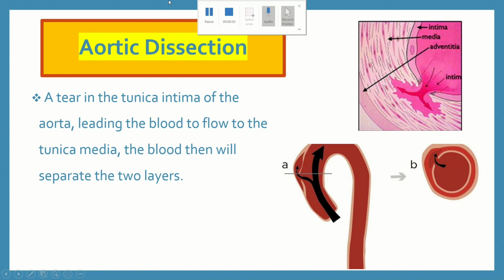Now, talking about the aortic dissection, which is caused by a tear in the tunica intima, causing the blood to go to the tunica media and start to dissect there and separate the tunica media from the tunica intima. And the normal lumen is called the true lumen, and the new lumen that is created by the blood is called the false lumen, and the wall in between is called the intimal flap.